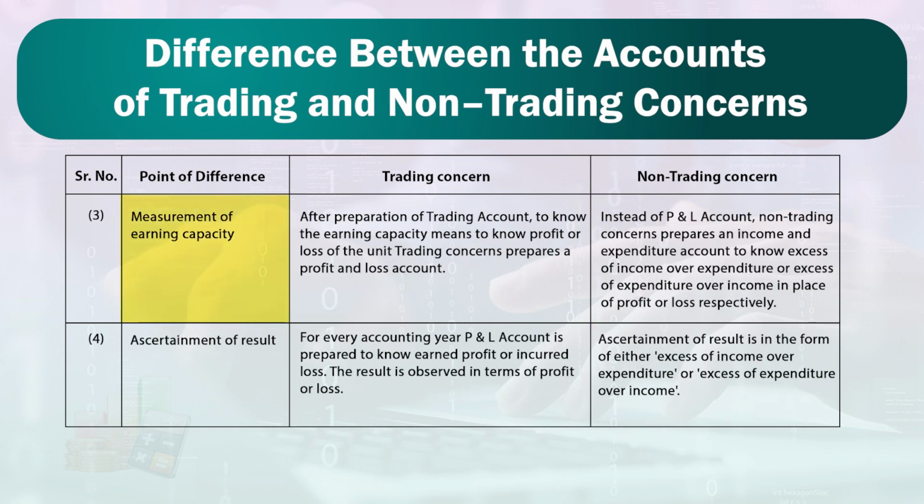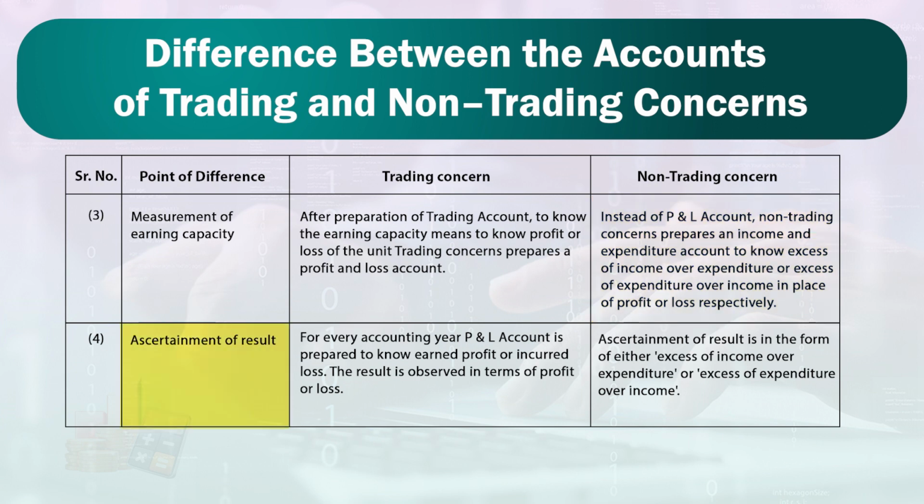Three, measurement of earning capacity. After preparation of trading account, to know the earning capacity means to know profit and loss of the unit. Trading concern prepare a profit and loss account. In case of non-trading concern, instead of P&L account, a non-trading concern prepares an income and expenditure account to know excess of income over expenditure or excess of expenditure over income in place of profit or loss respectively.